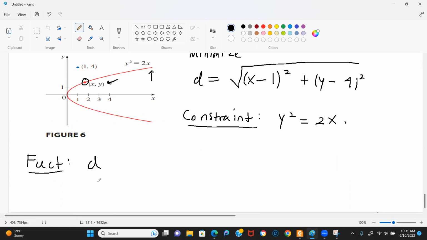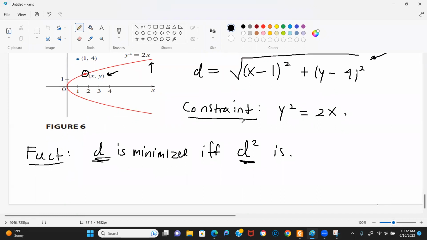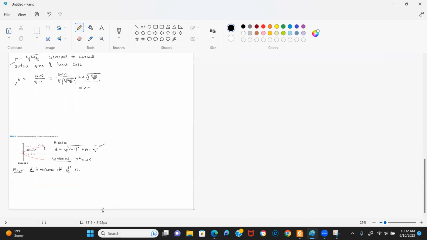All right, so now here's a fact. d is minimized if and only if d squared is. So if we can minimize d squared, then we will have minimized d. That's basically because this square root right here is an increasing function. It preserves the order. This is going to be useful because we want to eliminate the square root if possible. So let's write that down.